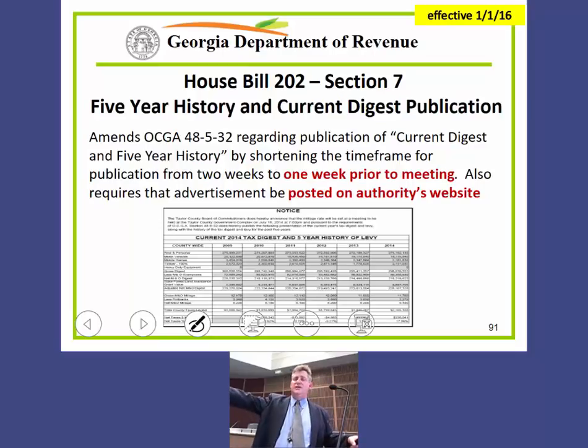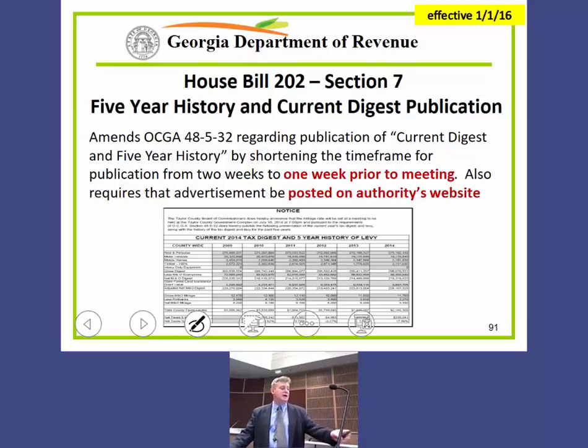Historically, this 5-year history has had to be in a newspaper of general circulation in the county at least 14 days prior to the date advertised in the advertisement to adopt the millage rate. But a legislative change this past session reduced the 14 days to 1 week. And it also required the current 5-year history advertisement to be posted on the levying authority's website. So this has to be done for any jurisdiction that levies a millage rate.